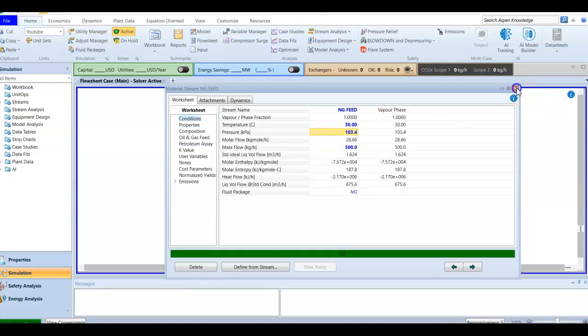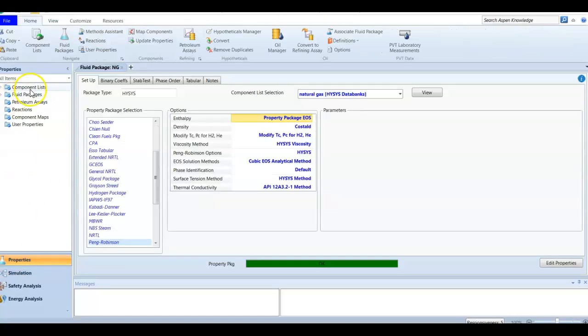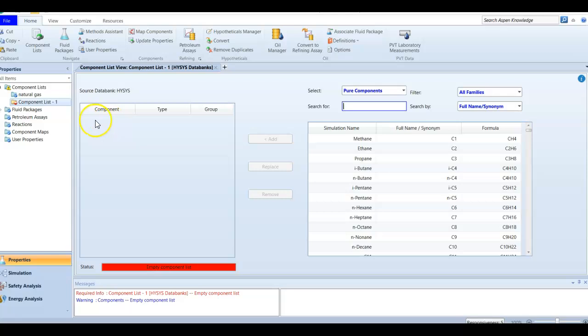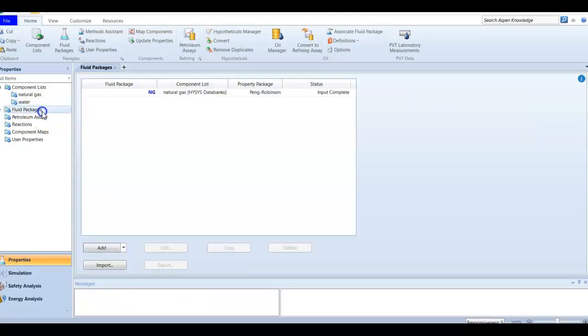So for example, if I am going to create a water stream, now I need to go to the properties. I can add another component list here, so I'm going to add another one, and this component list will be for water. So if I'm dealing with water, it will be available here. This is like the water that goes in the pipe in your home, so this will be water. And here we have a pure component water. For the fluid package here, it's Peng-Robinson.